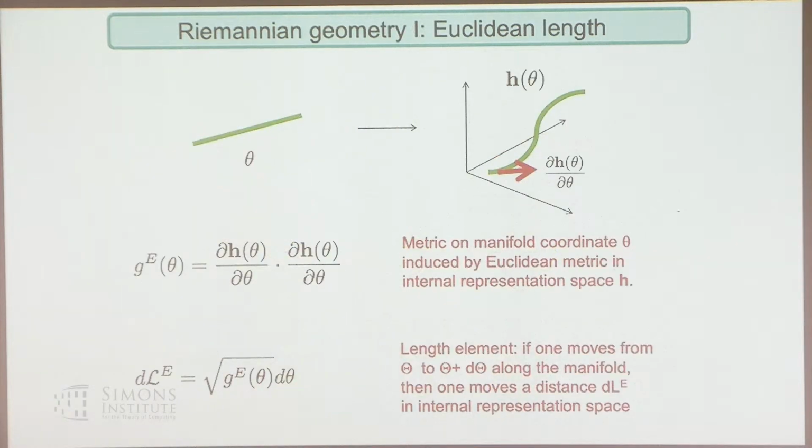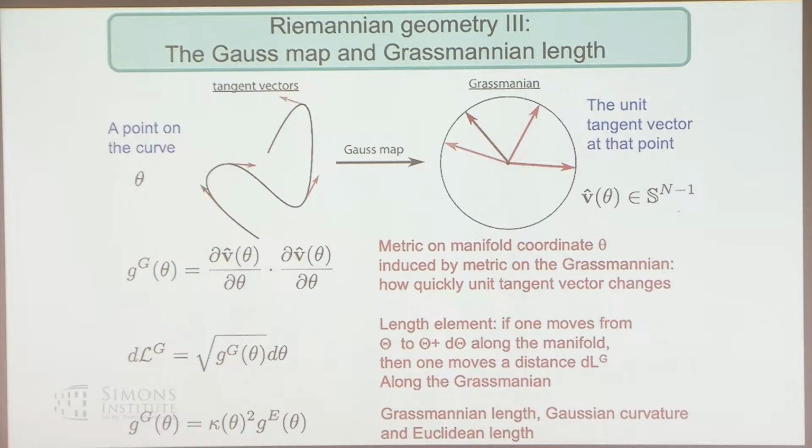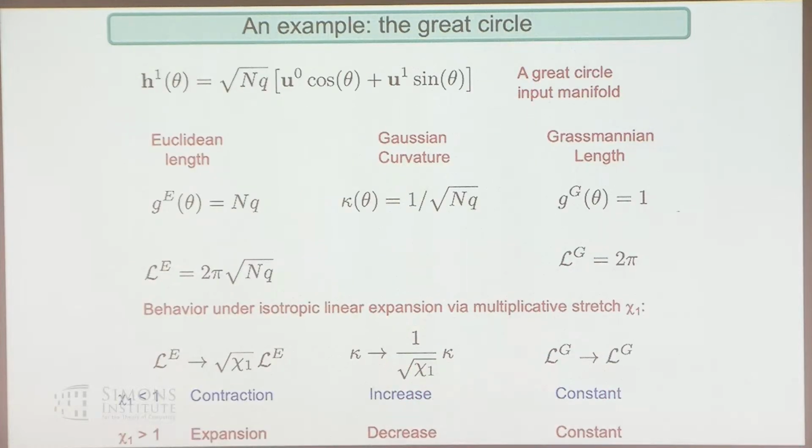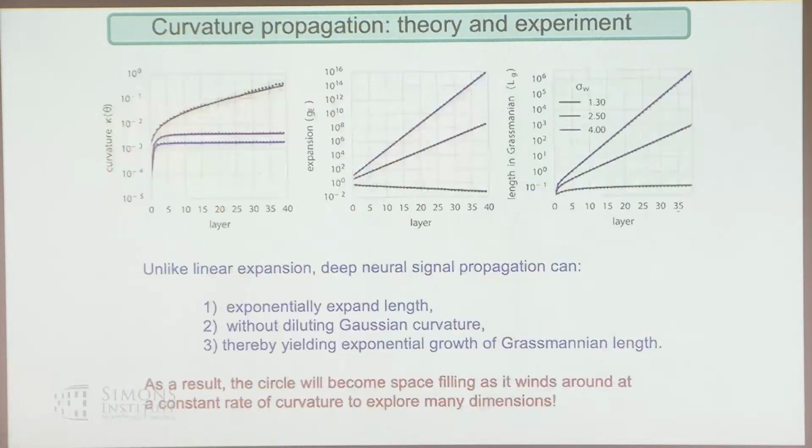We can formalize that using Riemannian geometry. I'll skip the details of this. We were quite interested in this at the time, but it's not as relevant for this talk. But basically, we can characterize what's called the Grassmannian length of the circle as it propagates through the network. The Grassmannian length you can roughly think of as the number of turns the circle makes in a metric induced by the ambient metric in the embedding space of the neural network. And we can show that the Grassmannian length grows exponentially with depth. And we derive recursion relations for the curvature and Grassmannian length.